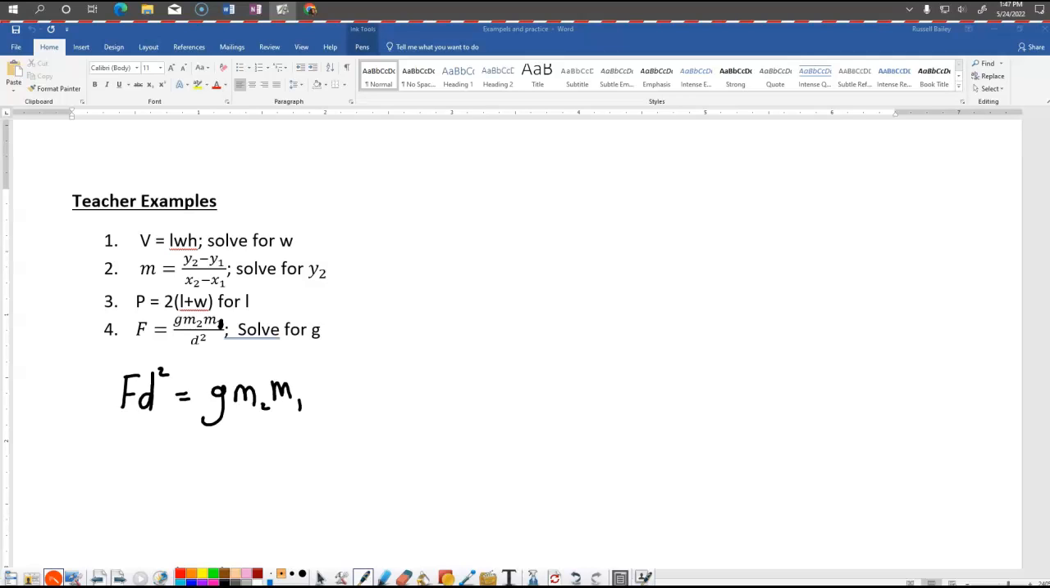And then now if I want to get G by itself, both of these M's are multiplying the G. So I would just divide both sides by M1 and M2. And that'll do it. Now there is a faster way to do this one. We could have technically done this.